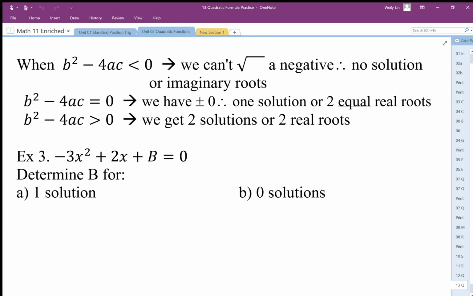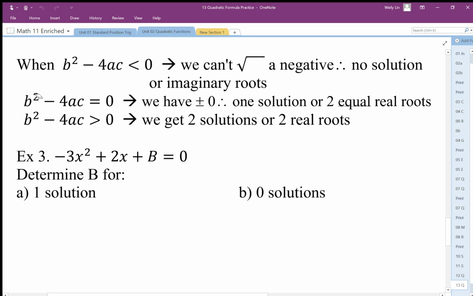So to summarize then, when we have b squared minus 4ac, or the discriminant, when it's less than 0 or negative, you cannot square root the negative, so we have no solutions, for what we call imaginary roots. But basically there's no solution to that quadratic equation.